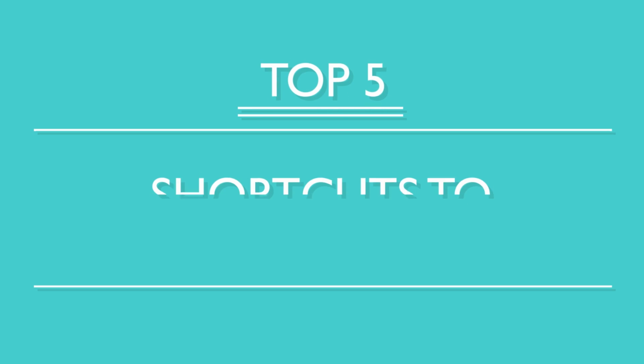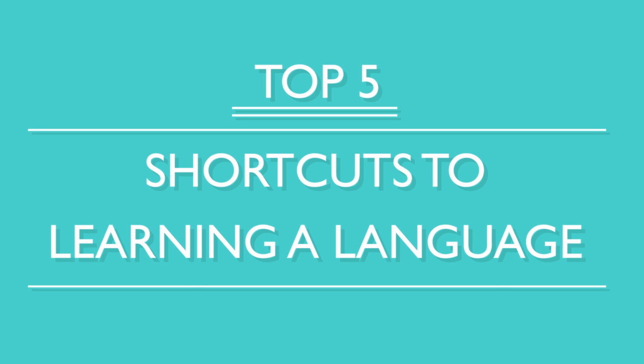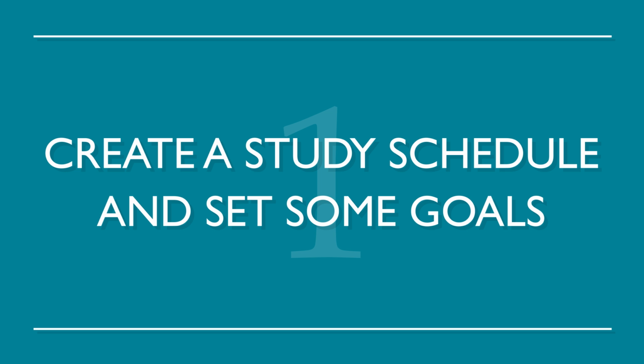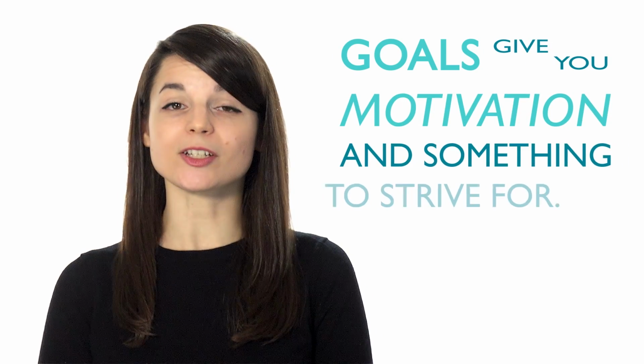You've decided to study a new language, so now what? Well, you want to become fluent fast, right? Here are the top 5 shortcuts to learning a language. Number 1, create a study schedule and set some goals. Many language learners are unorganized. Creating a schedule allows you to free up time to study consistently. Goals give you motivation and something to strive for.